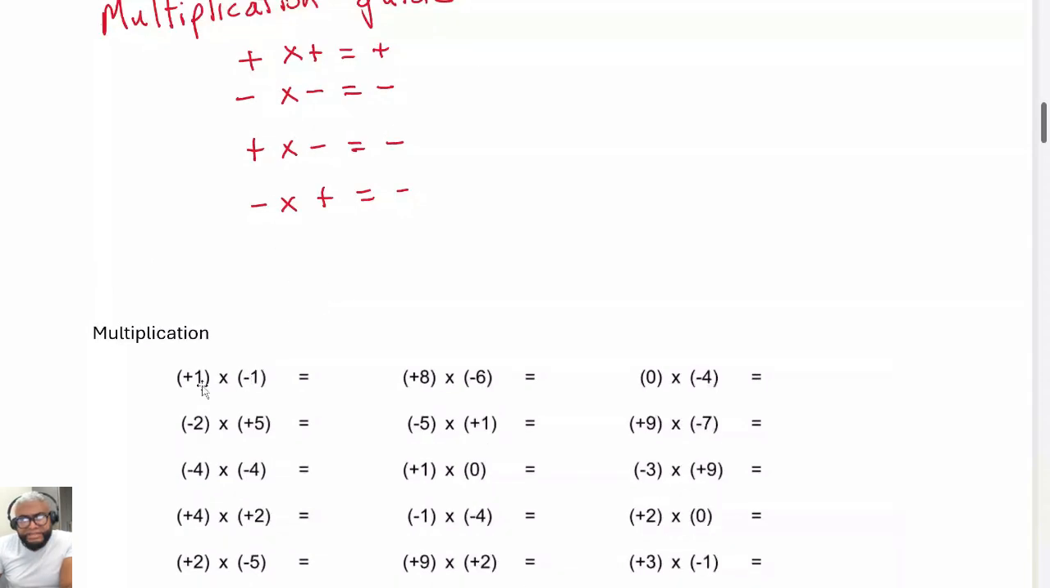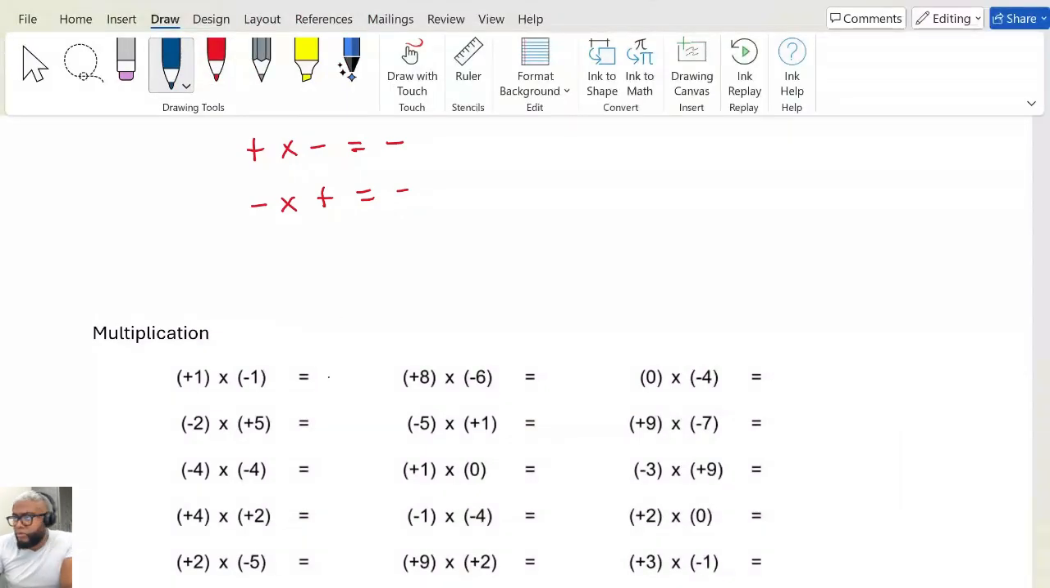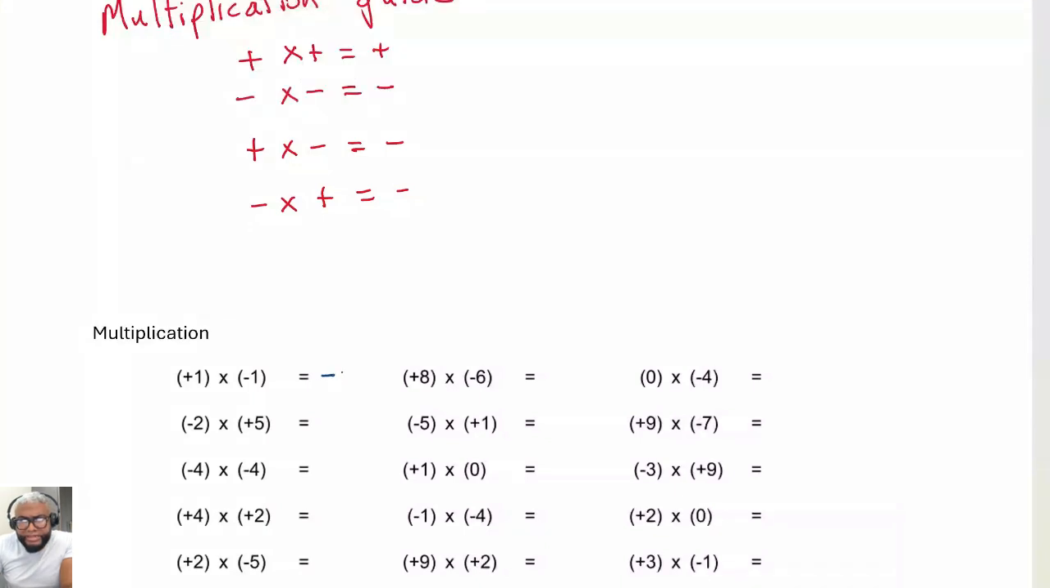So using this as a guide, we have a positive by a negative. If you go up here, you'll see that's this line here, right? A positive multiplied by a negative will give me a negative. So 1 multiplied by negative 1 will be negative 1. Okay? Then let's go to the next one. Positive 8 multiplied by negative 6, right? It's a positive multiplied by a negative. What would that be, Kimani?